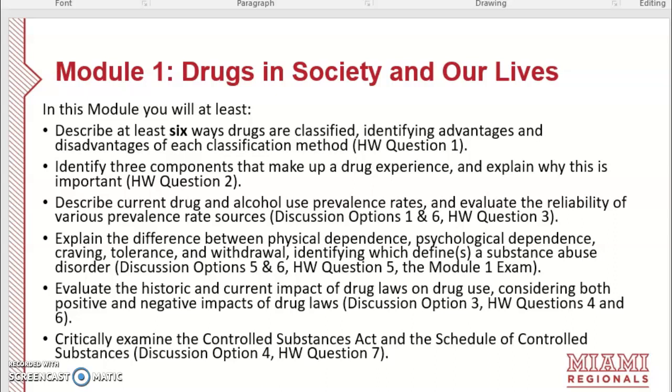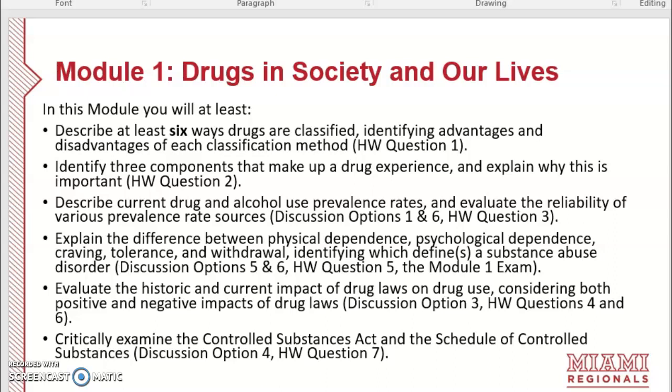Next, you'll learn to explain the difference between physical dependence, psychological dependence, craving, tolerance, and withdrawal, and identify which of these defines a substance abuse disorder. And we'll assess these through discussion options 5 and 6, homework question 5, and our Module 1 exam.